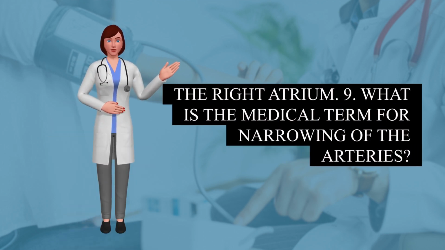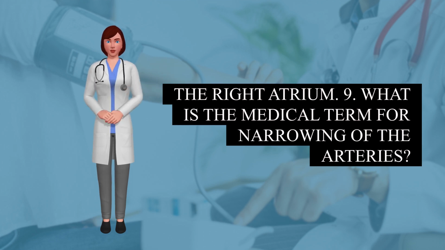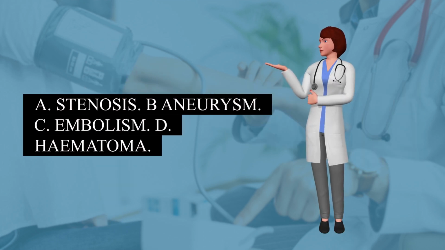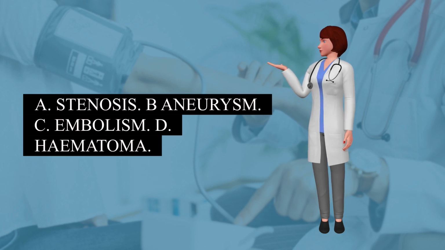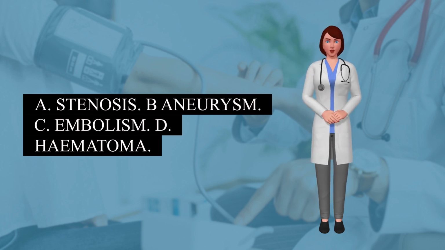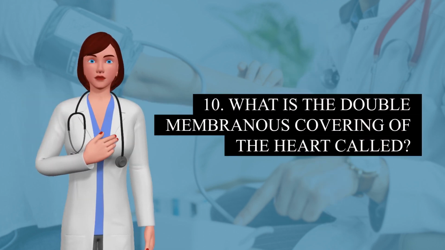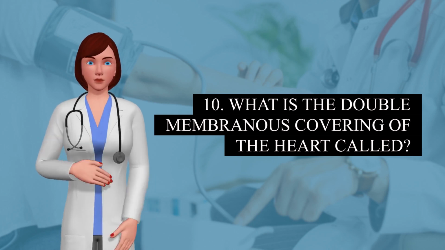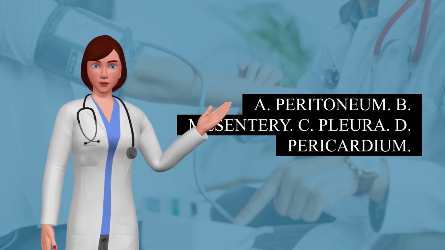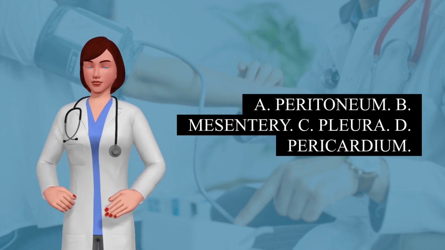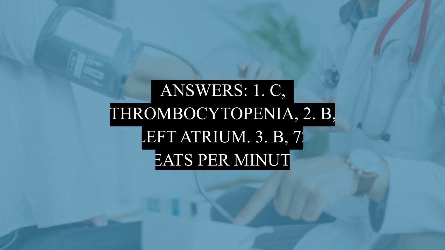9. What is the medical term for narrowing of the arteries? A. Stenosis. B. Aneurysm. C. Embolism. D. Hematoma. 10. What is the double membranous covering of the heart called? A. Peritoneum. B. Mesentery. C. Pleura. D. Pericardium. Answers: 1.